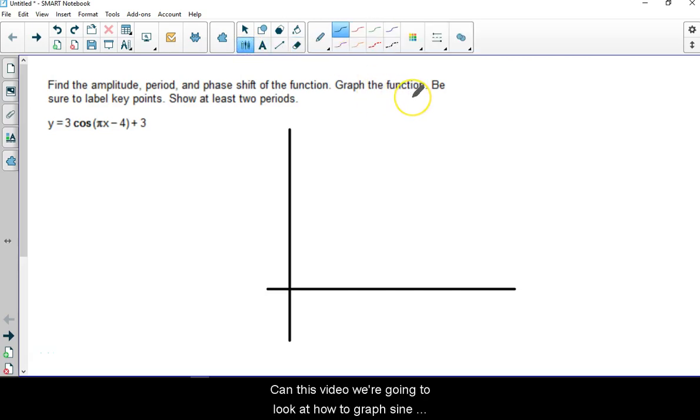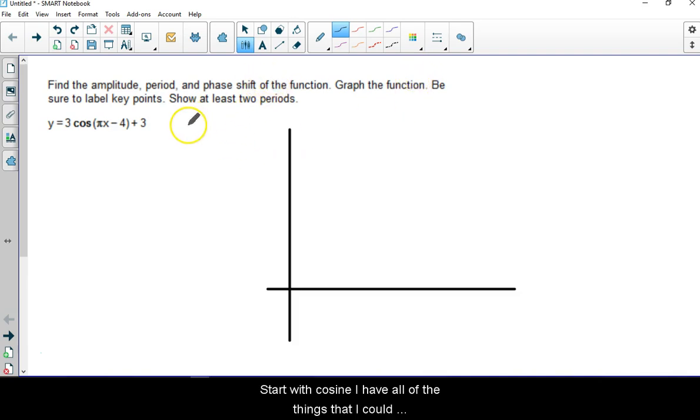In this video, we're going to look at how to graph sine, cosine, and tangent. And then just for a moment, we're going to talk about cosecant, secant, and cotangent, but we're going to cheat a little bit. We will graph all 6, but we're really only going to graph 3. We're going to start with cosine.